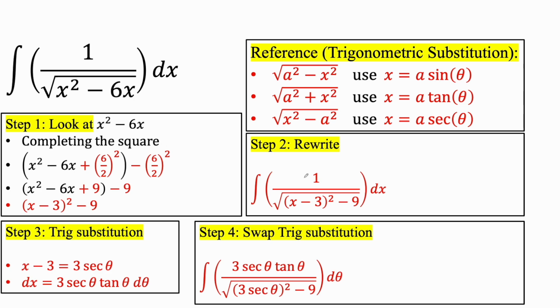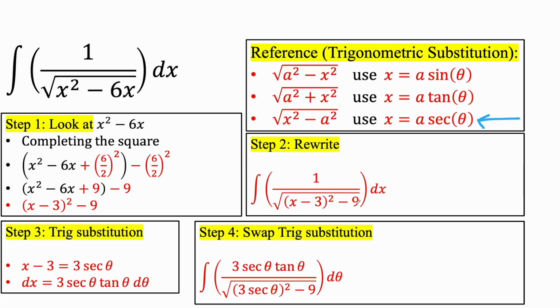Now step 2 is rewrite. So instead of saying it in this form, I'm going to say it in this form. Then I'm going to use my reference for trig substitution. So for example, if you have the square root a squared minus x squared, you're going to use x is equal to a sine theta. But in our case, ours looks like this form right here. So we have our x squared minus a squared. Very similar. So this piece right here, I'm going to say x minus 3 is equal to a secant theta.